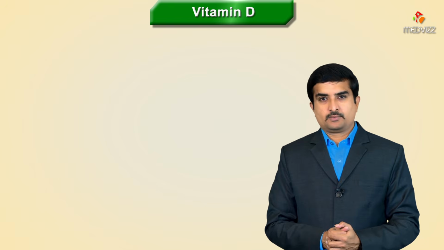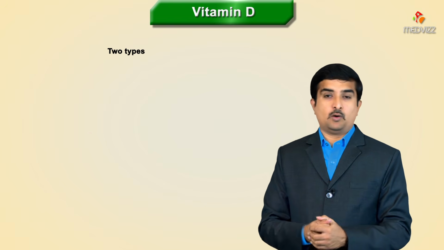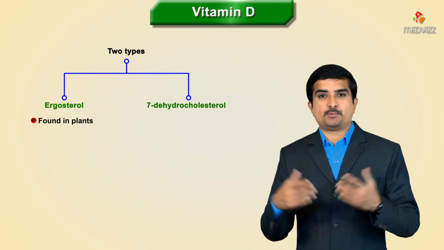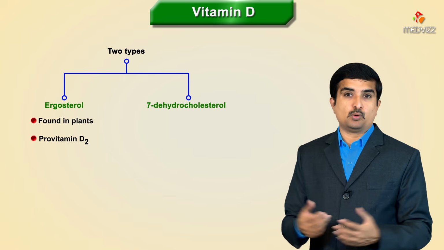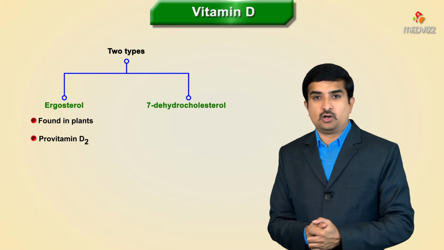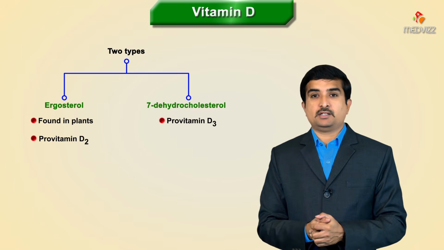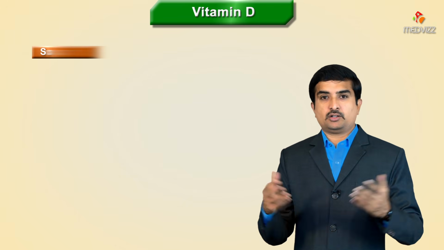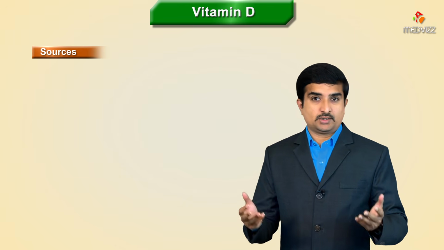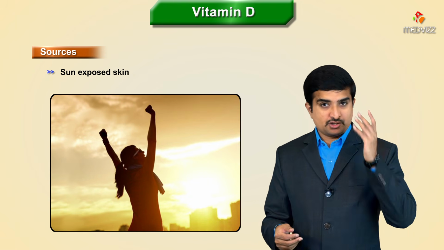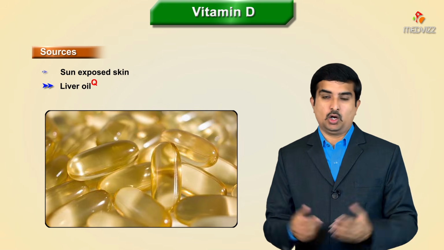Vitamin D. Two types of vitamin D have been found in nature: ergosterol, which is produced from plants and is a provitamin called D2, and 7-dehydrocholesterol, which is a provitamin called D3, found in the skin. And what are the sources? It is formed in sun exposed skin, and the richest source is liver oil.